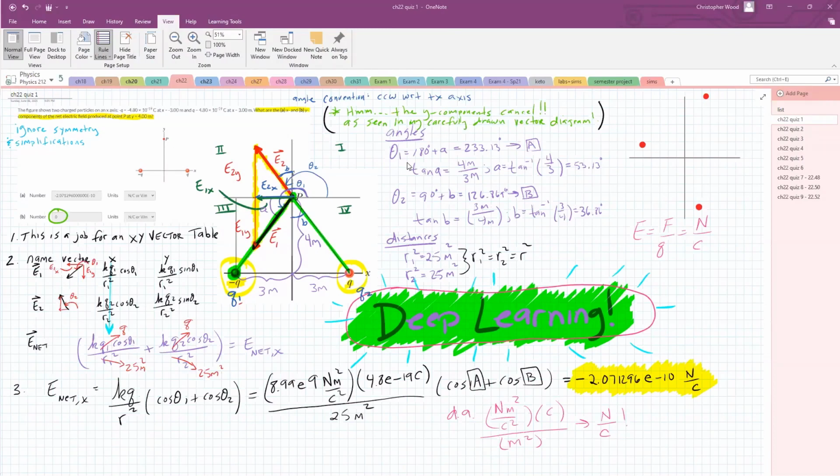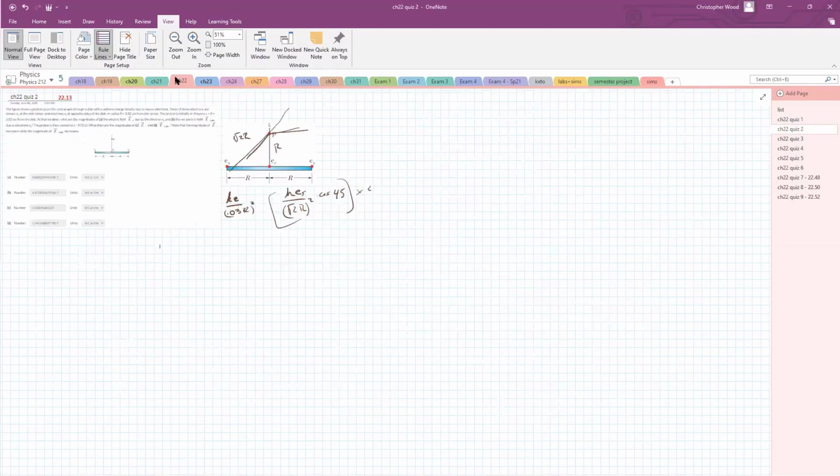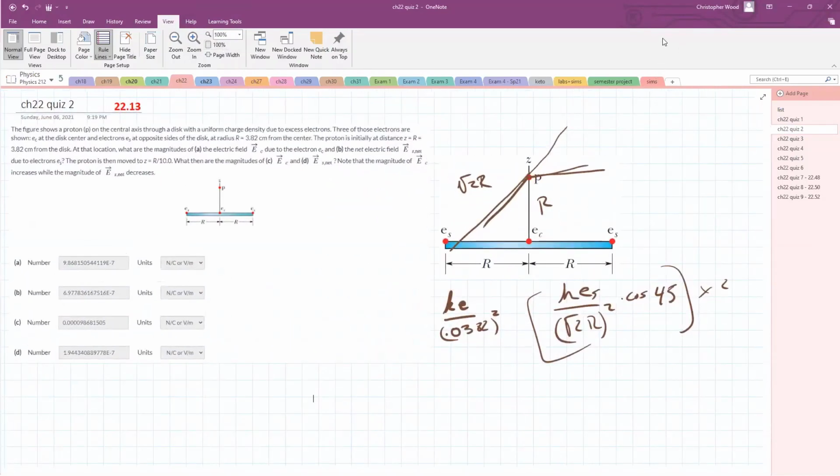Chapter 22, homework. Homework problem number 1 is 9. All right, so we just did 9, I think. We just did homework problem 1. Okay, so everything's okay. Our next problem is 13. This one, all right, I guess this is good. Let me know if you're seeing something different. I believe this is chapter 22, quiz 2.